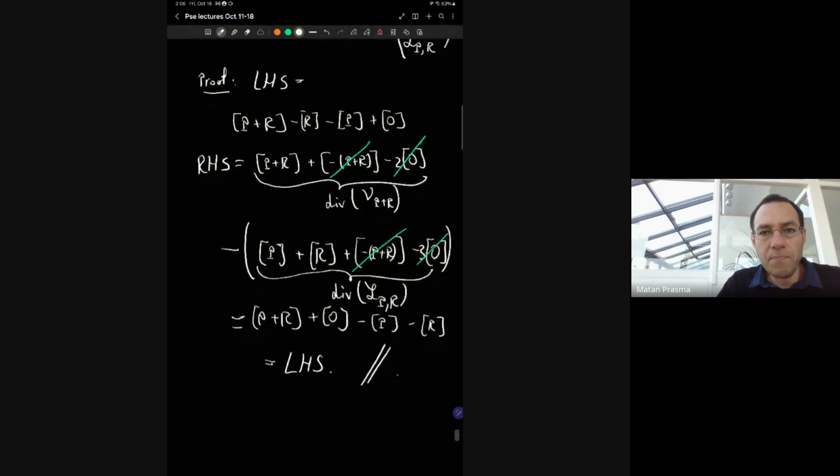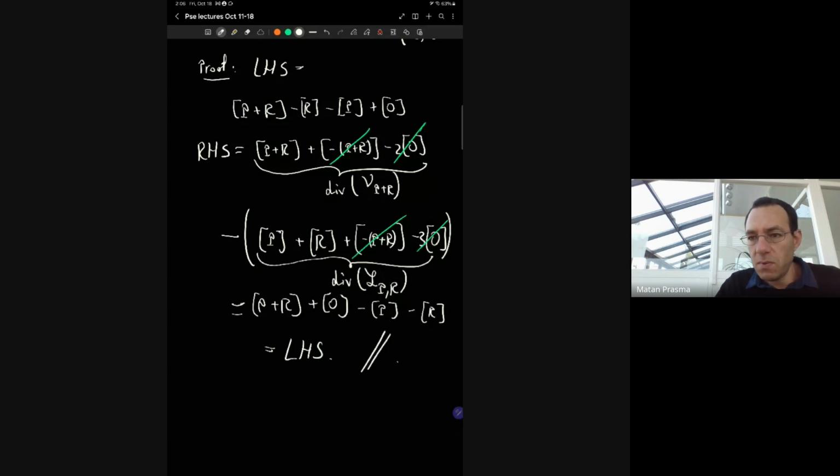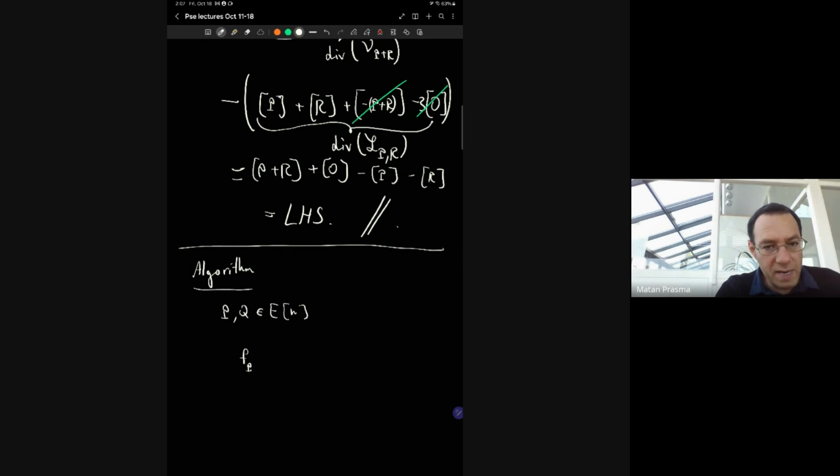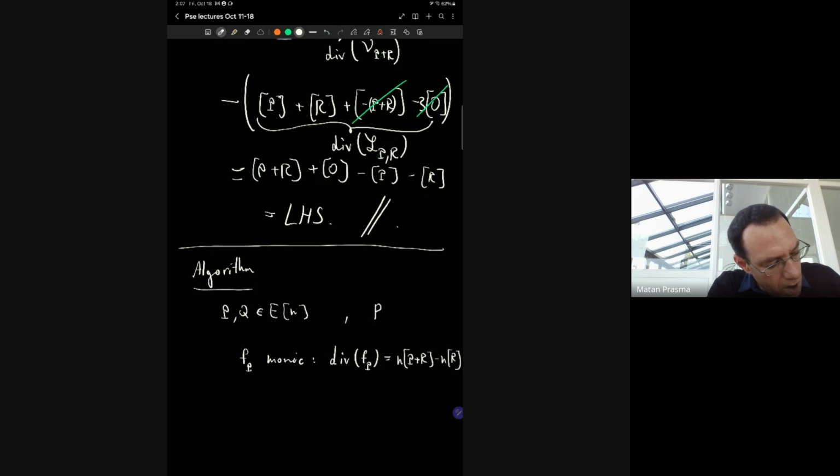Okay, so let's go back to the actual algorithm, and remember just the setup. We have 2 points, and we have a rational function that we know exists abstractly. It needs to satisfy that the divisor of FP is n P plus R minus nR, where R is some point on the curve.